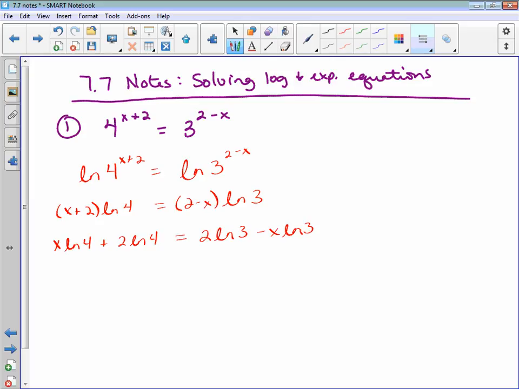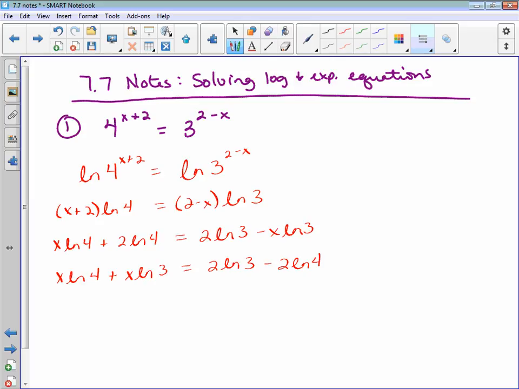This is where you have to remind yourself what variable you're solving for here. So we're solving for x, right? So I would get everything with an x on one side. So I'm going to leave my x natural log of 4 over here, but I'm going to bring over that x natural log of 3, so plus x natural log of 3. And then on the other side, I'll leave 2 natural log of 3 alone and subtract 2 natural log of 4. Why? Okay, what variable are we solving for? X. So I want everything with an x on one side and everything without an x on the other side.